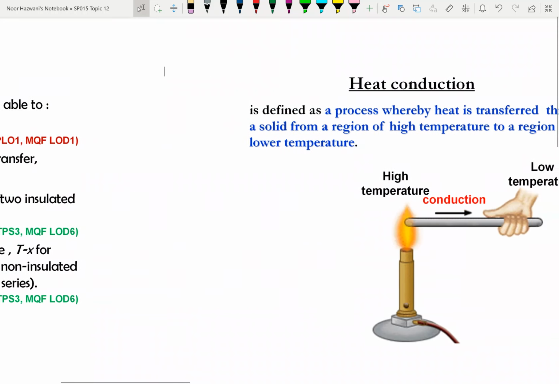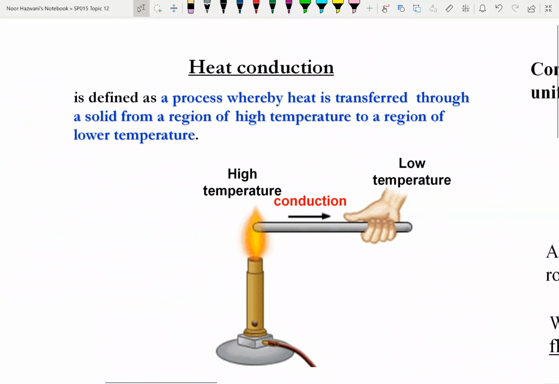Okay, so bila kita sebut tentang heat conduction, what is the heat conduction? Okay, so heat conduction is defined as a process whereby heat is transferred. So basically heat conduction ini adalah proses di mana heat dipindahkan through a solid from a region of high temperature to low temperature. Ini adalah keywords yang sangat-sangat penting. Okay, heat akan dipindahkan daripada high temperature kepada low temperature.